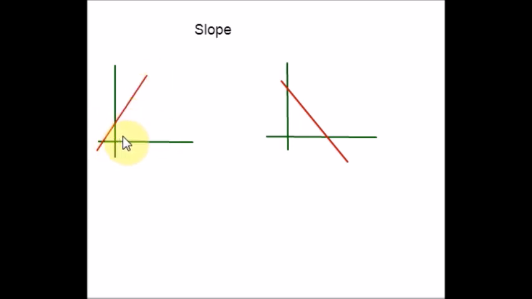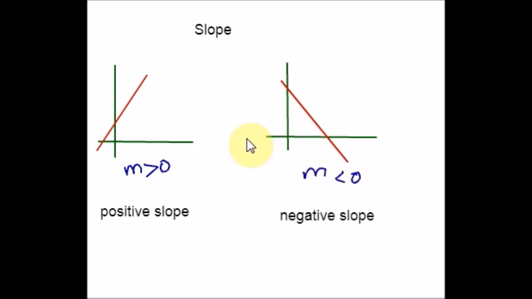When the slope is positive, it means that as we view the graph of a line from left to right, as x increases, so does y. So in this case, slope is greater than 0. It means positive slope. And the second case is when the slope is negative, it means that as we view the graph of the line from left to right, as x increases, y decreases. So in this case, we write m is less than 0. m means slope. So this is called a negative slope. You can compare these two. Do you understand the difference between a positive slope and a negative slope?